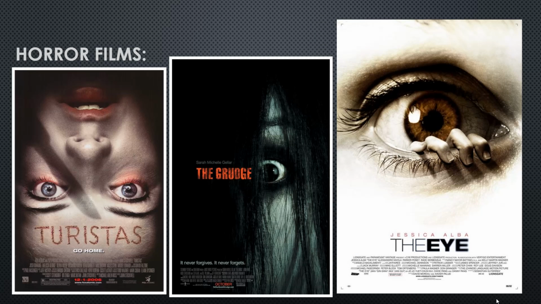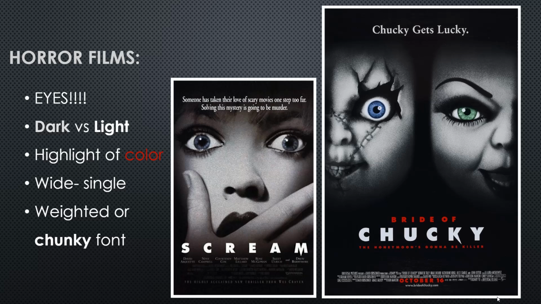Horror films. For some reason, eyeballs tend to be very scary, or close-ups of people's faces. So we find that a lot. Shadows. You can see the shadow of a knife over the girl's face on the left. You see the haunting, peeking eyeball out of the Grudge. And then, well, the Eye movie would obviously have an eye, right? They tend to be high contrast, dark versus light. A lot of them will have dark grays and blacks.